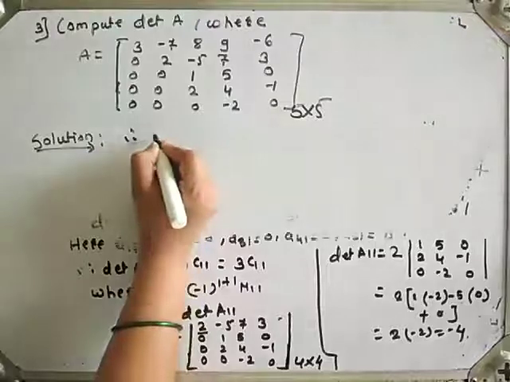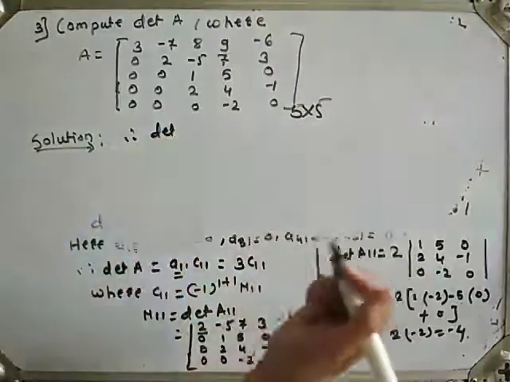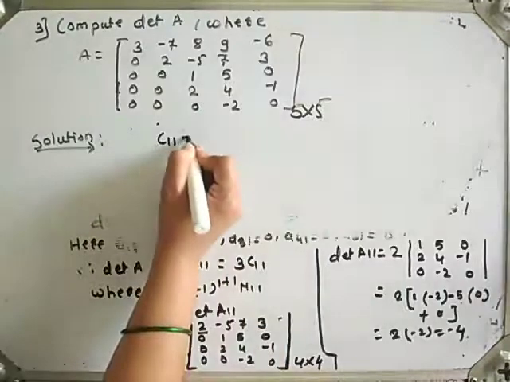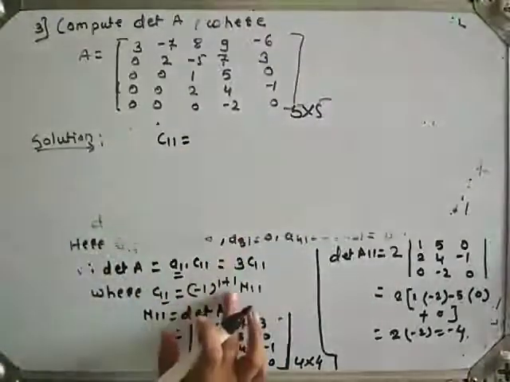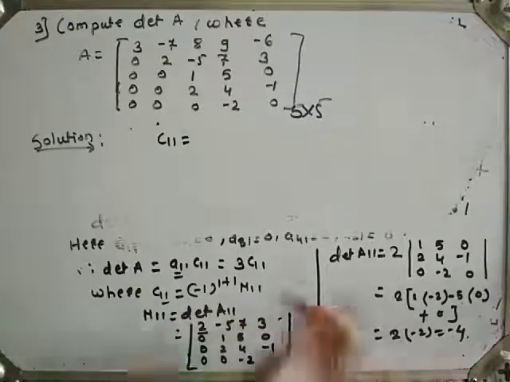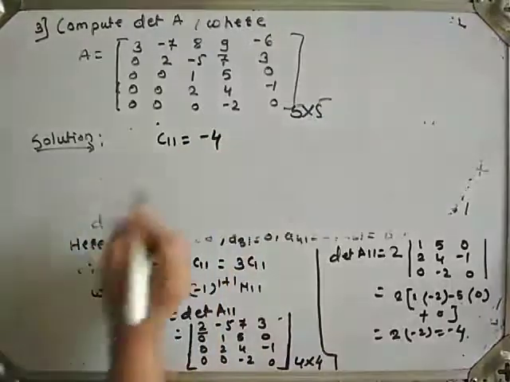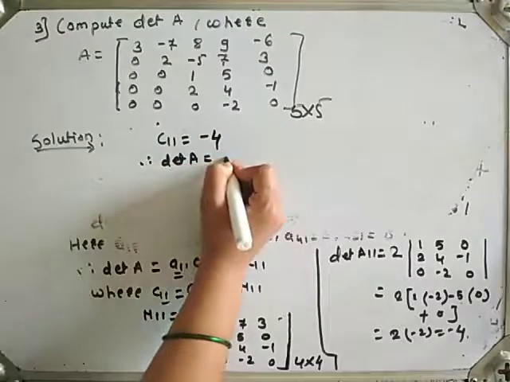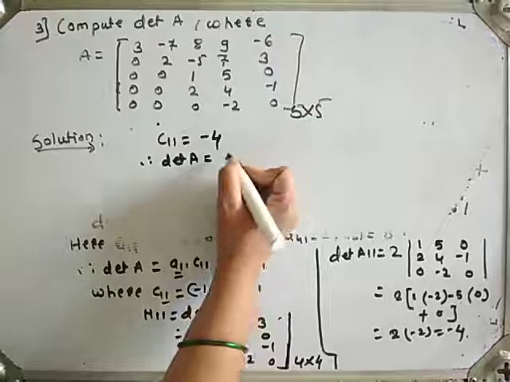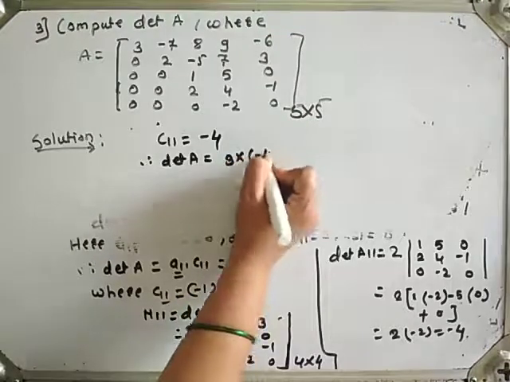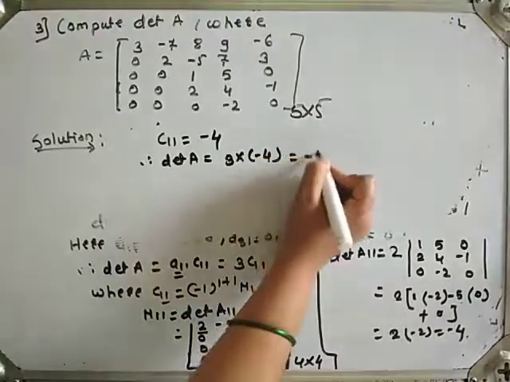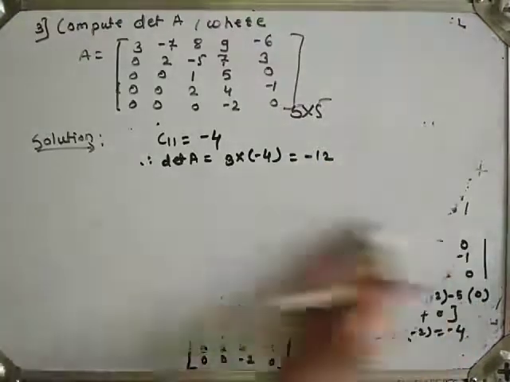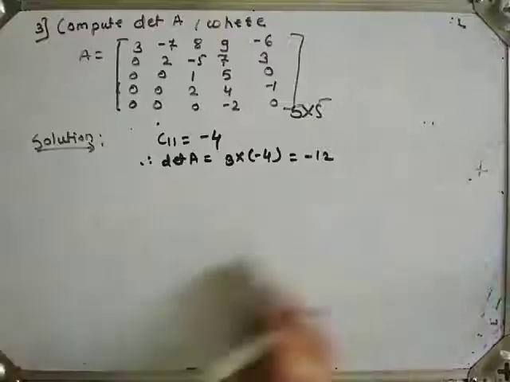Therefore C11 is equal to (-1) squared, which is plus 1, into -4, which is -4. Therefore the determinant of A is equal to A11 into C11. A11 is 3, into -4, which is equal to -12. Therefore the determinant of A is equal to -12.